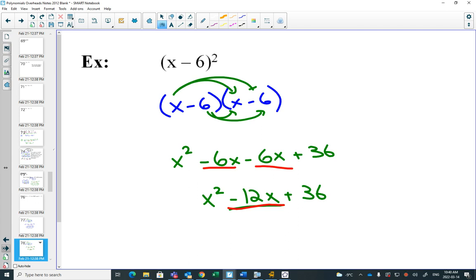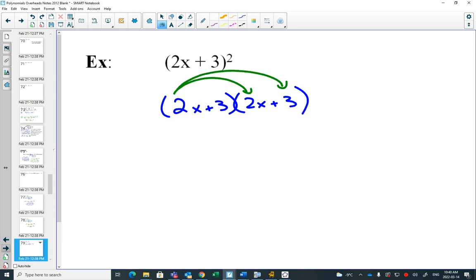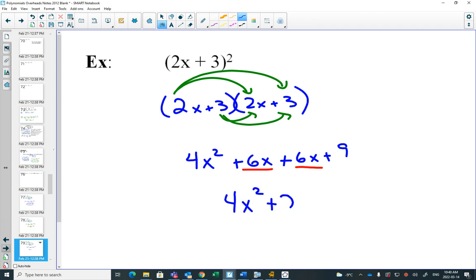And for the third one, if I write it out again, I'd have 2x plus 3 times 2x plus 3. Draw my arrows: first, outside, inside, last. I'd get 4x squared plus 6x plus 6x plus 9. These ones are like terms, so I have 4x squared plus 12x plus 9.